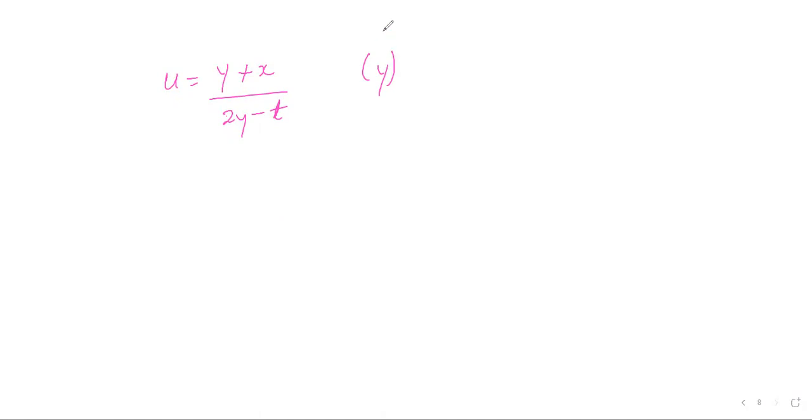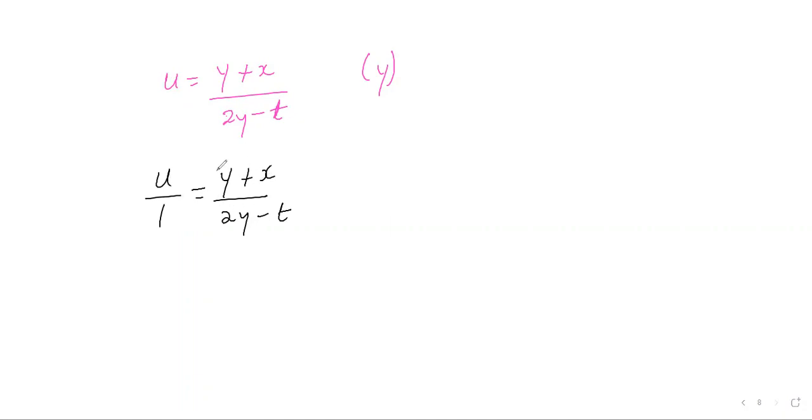So when they give you something like this, what's the normal thing you do? It's a fraction. What's the first thing we do? So first of all, we are going to put u over 1 equals y plus x over 2y minus t. Follow me, everybody. So you establish this first, because u is the same as u over 1. Agree with me? So you make this one like a fraction, and this side is also a fraction.